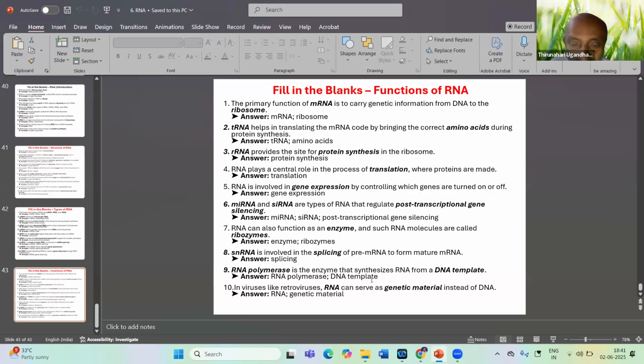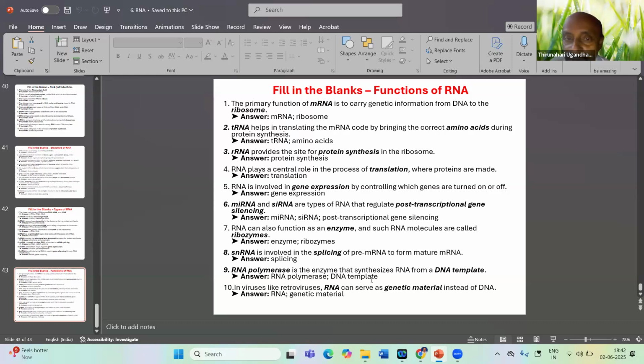snRNA is involved in the splicing of pre-mRNA to form mature mRNA. RNA polymerase is the enzyme that synthesizes RNA from a DNA template. In viruses like retroviruses, RNA can serve as genetic material, instead of DNA.